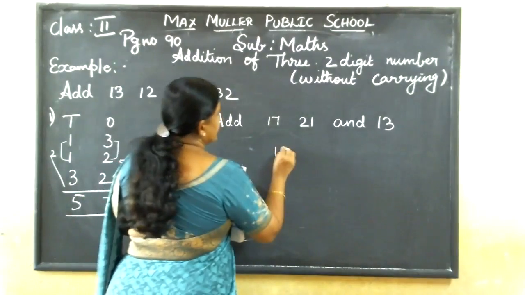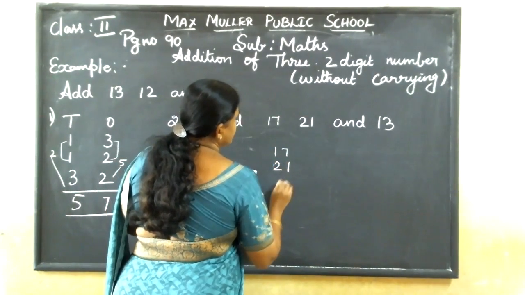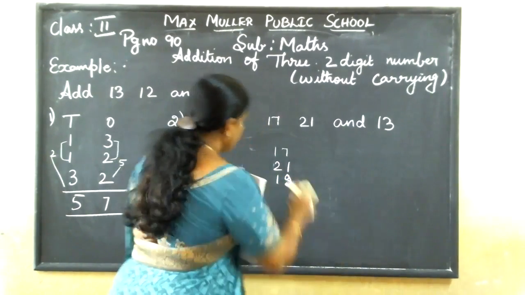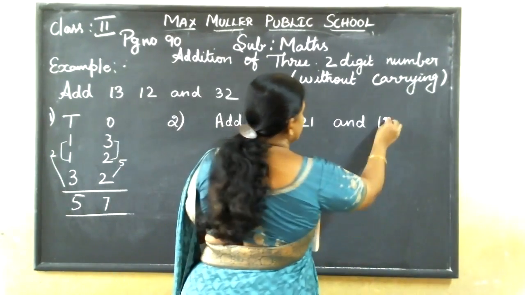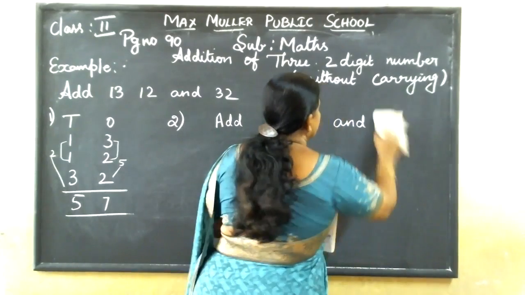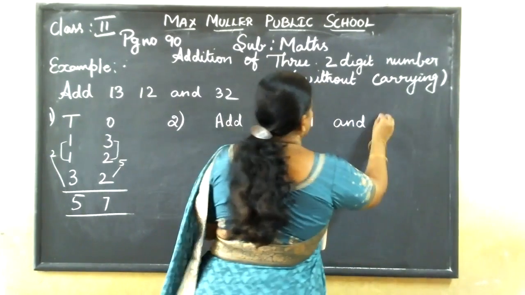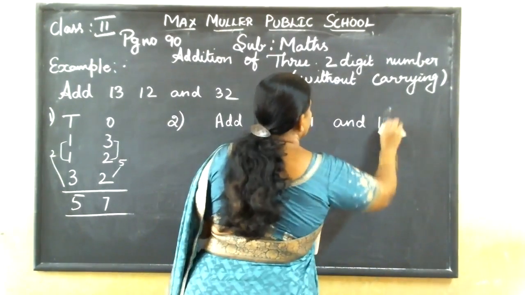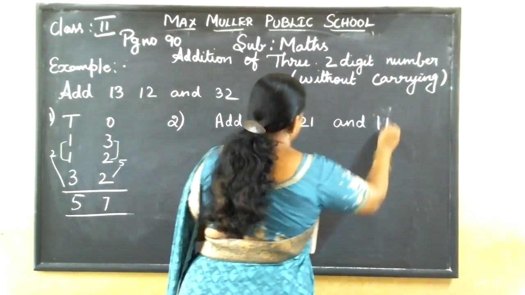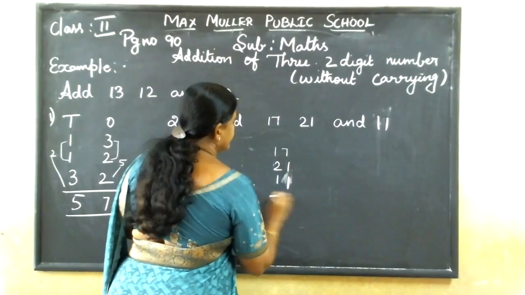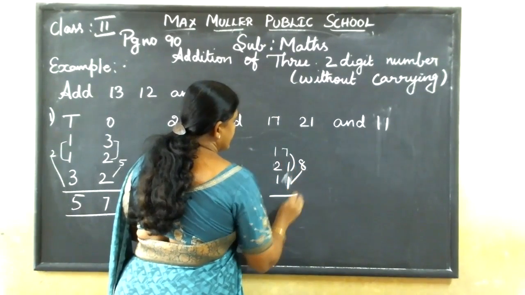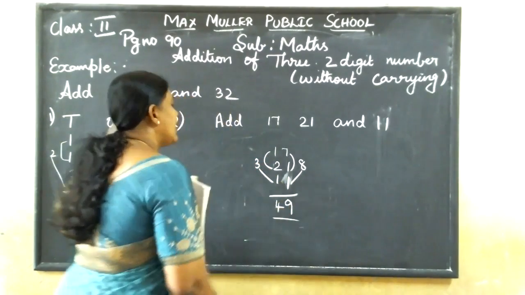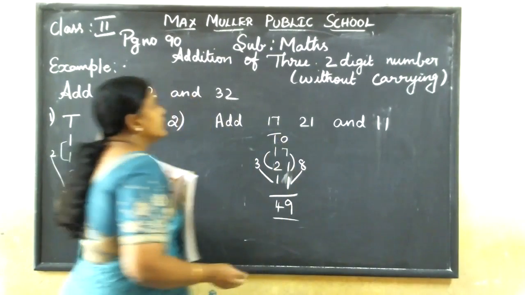17, 21, 13. Here 9. See, 7 plus 1, 8. 8 plus 1, 9. 1 plus 2, 3. 3 plus 1, 4. Like that, you add these numbers. Understood, children? Now we will go to exercise number 5.